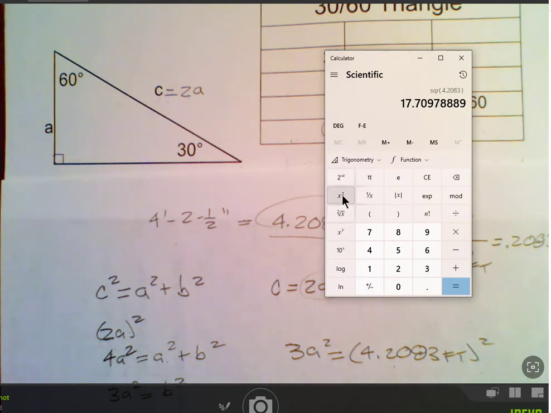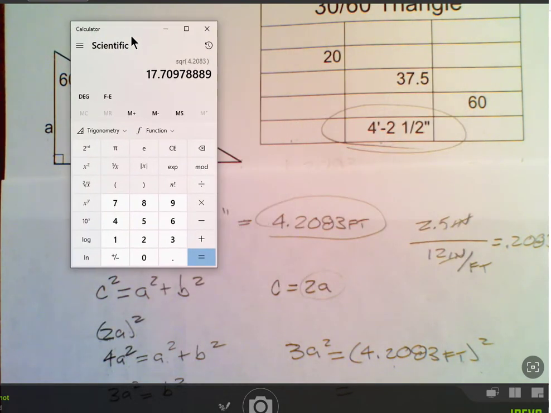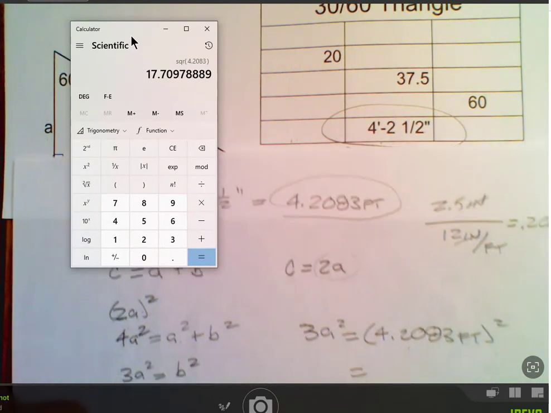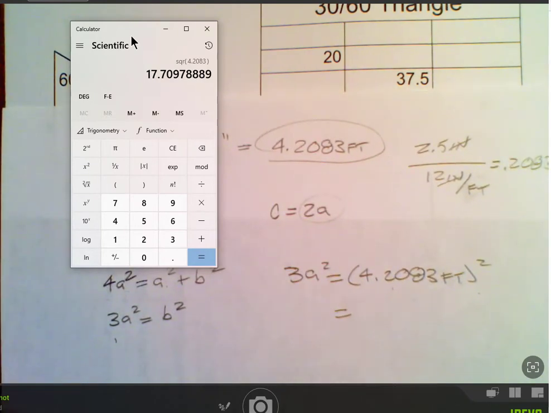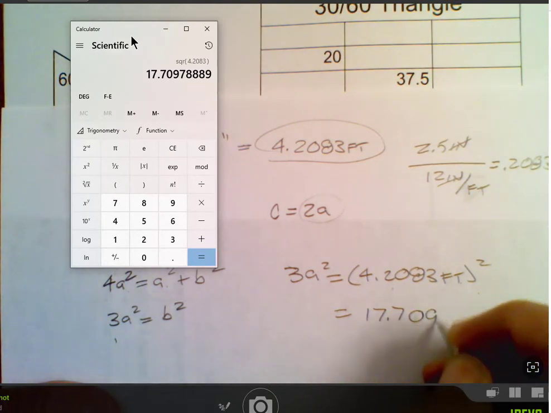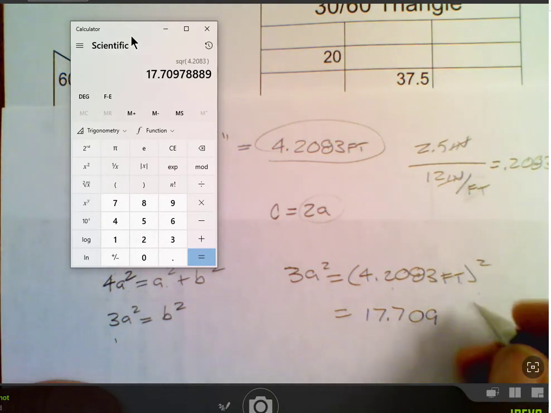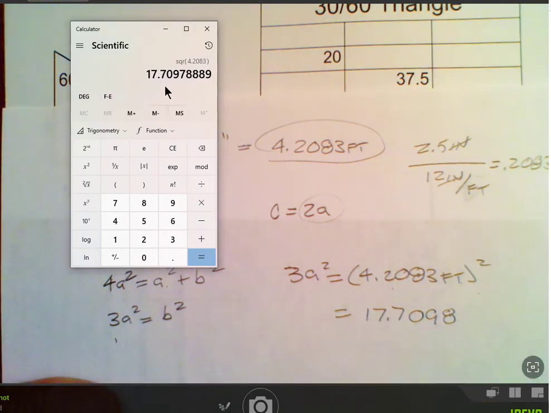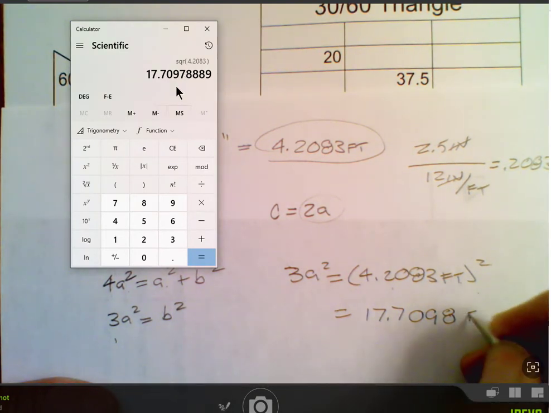And that's going to give me 17.709, and we're going to be rounding to 4 decimal places in everything in this class, so that's going to become an 8. That's going to become an 8 because if you go to 4 decimal places, 709, 7's in the 4th decimal place, but just to the right of it is a number larger than 5, so we have to round that up. Feet squared.